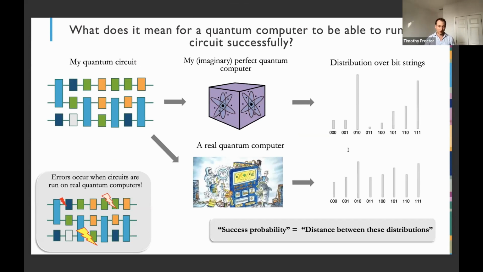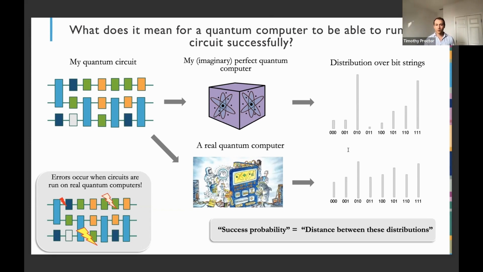So in order to start answering this question, we need to know what we mean by a quantum computer successfully running a circuit. I have some quantum circuit I'm interested in running, and we could simulate this on my imaginary perfect quantum computer. You can do a brute force simulation, and then you can see what distribution over bit strings you'll be sampling from if you did run this on a perfect quantum computer that you obviously don't have access to.